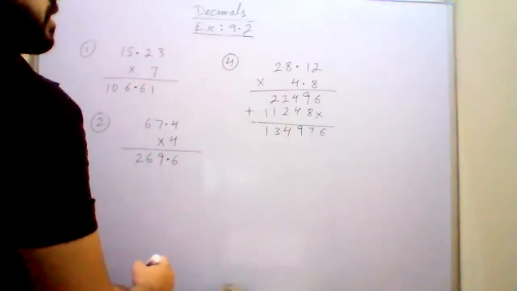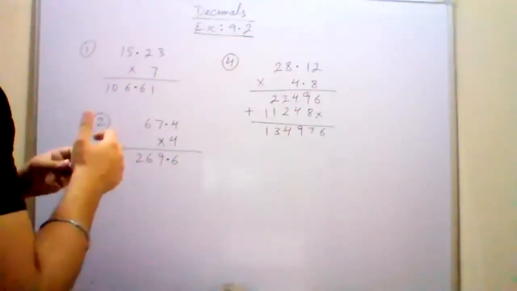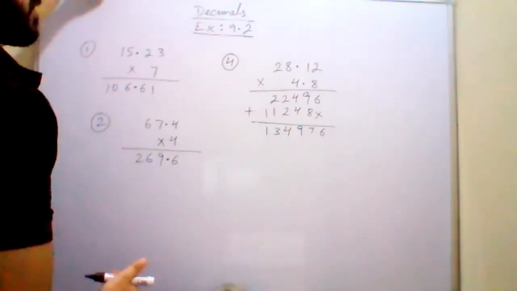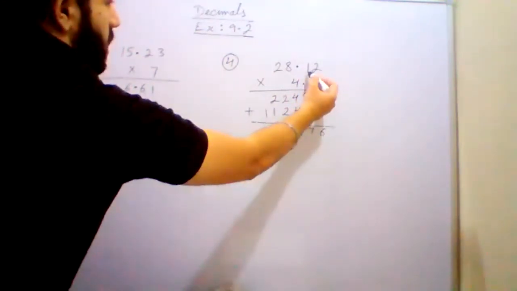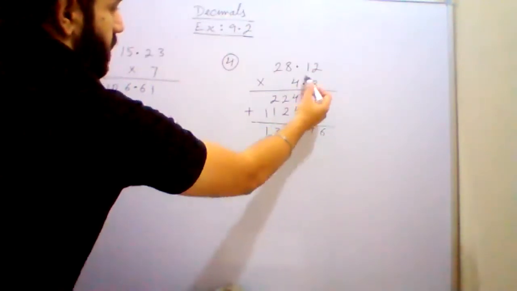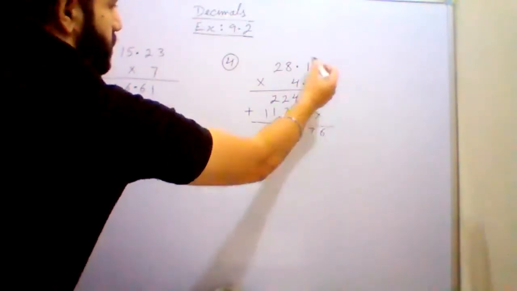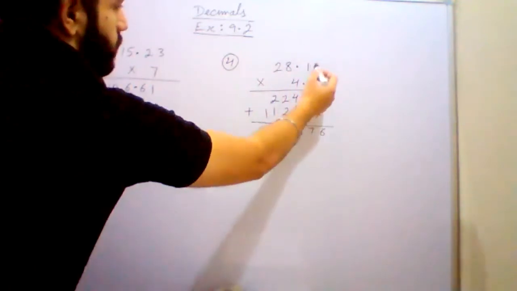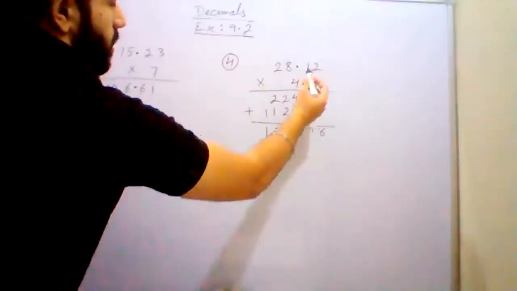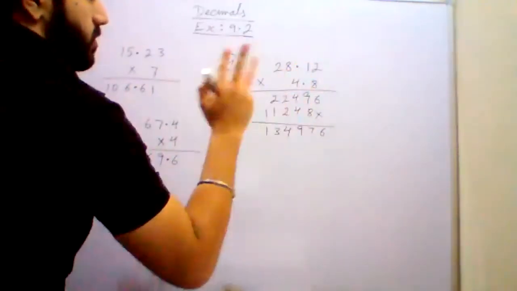Now count the number of decimal places. All of you pay attention on the board, even those who have done it. Now in the first number, there are two decimal places, 1, 2. And in the second number, there is one decimal place. So the total number of decimal places is 1, 2 and 3. Total number of digits after the decimal is 3.